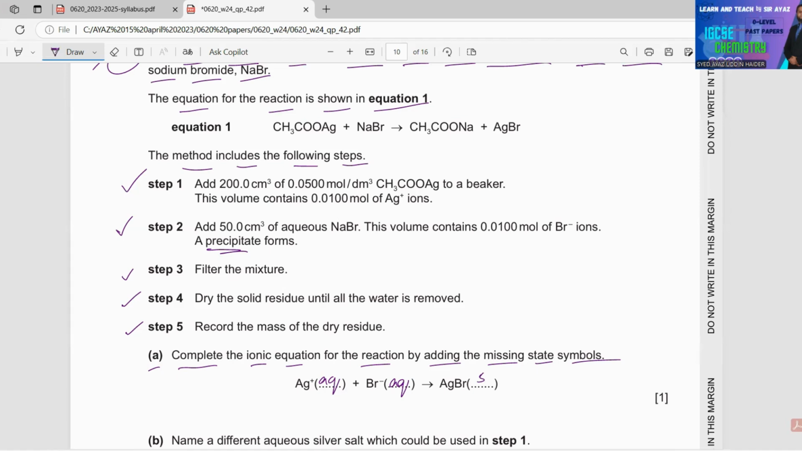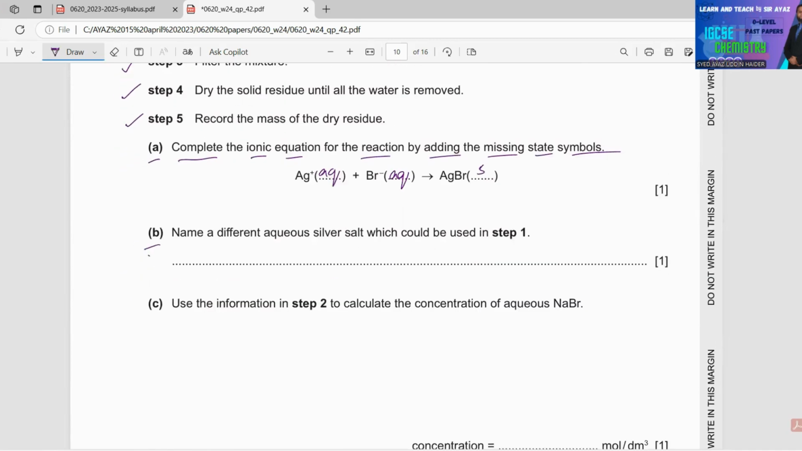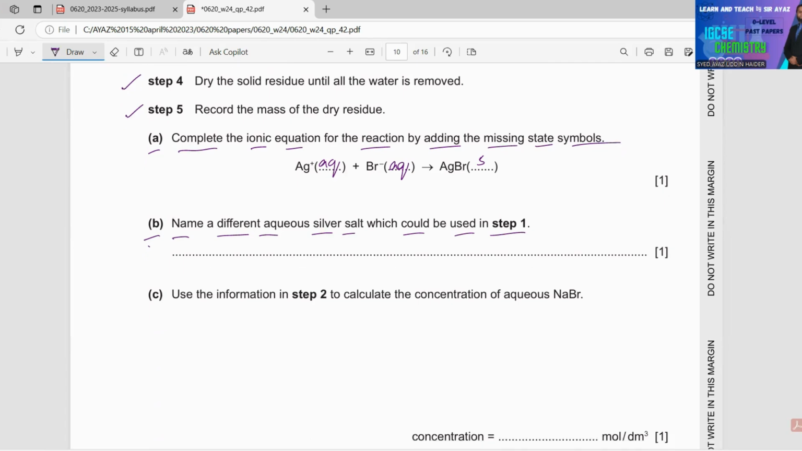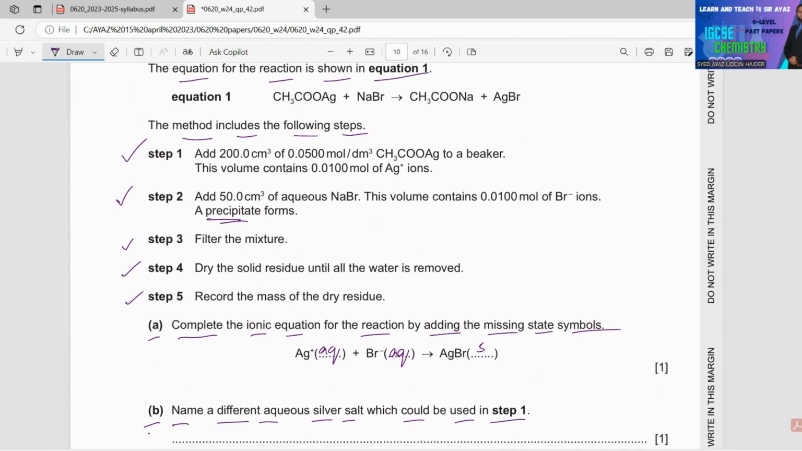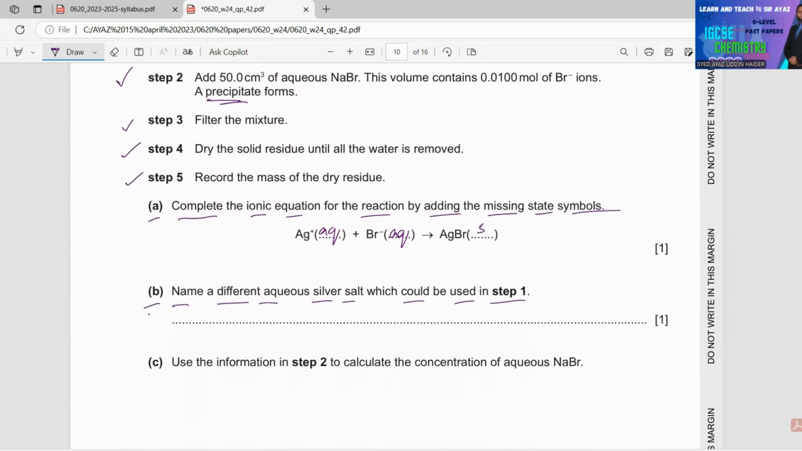Part B. Name a different aqueous silver salt which could be used in step 1. Now you have to use the soluble salt of silver, which must be silver nitrate.